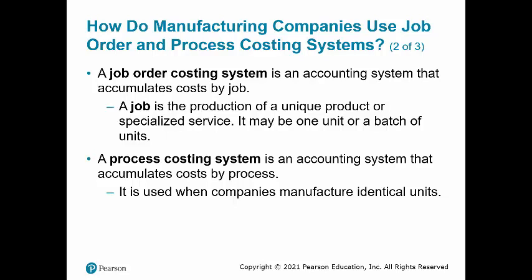On the other hand, a process costing system is going to be used by a manufacturer that produces large quantities of identical units. So in a process costing system, the costs are going to be accumulated by each process that is needed to complete that product.